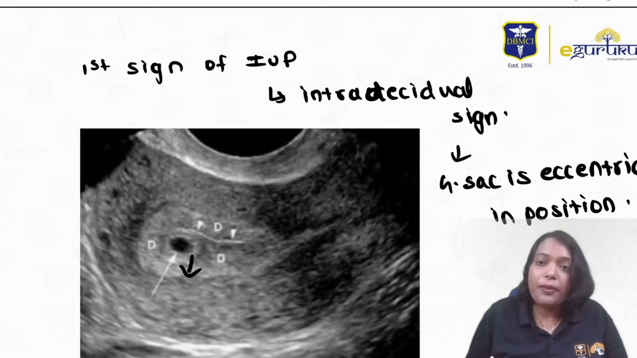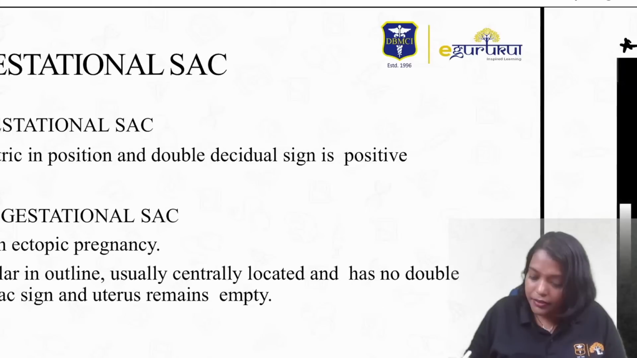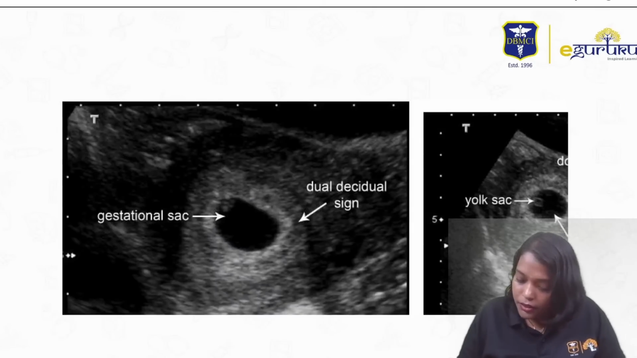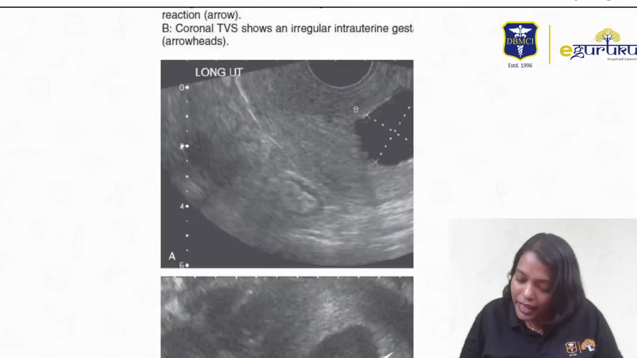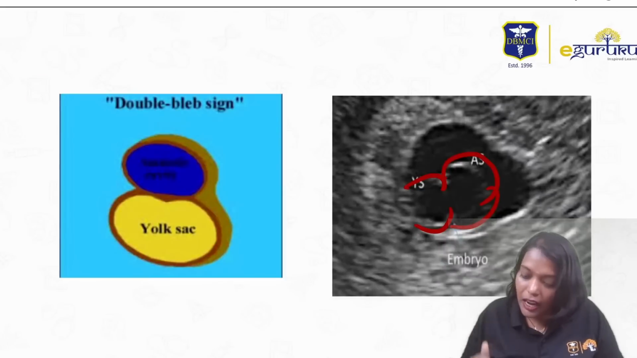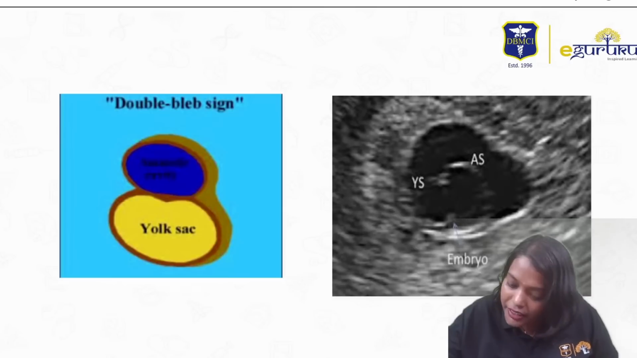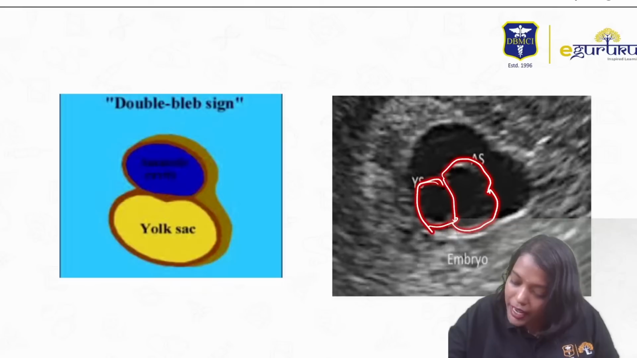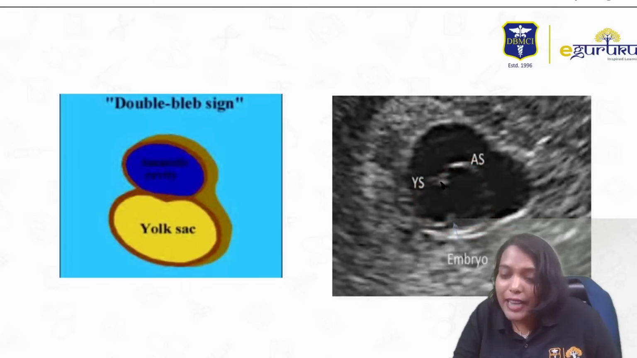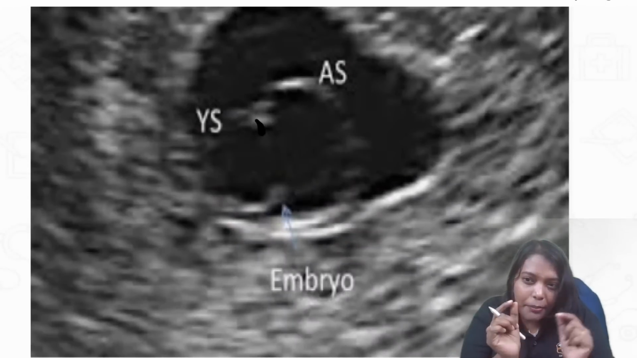One more sign I taught you, no, that also all these pictures are there already in your PDF. Don't worry at all. But I kept it in the last so that it will be easy for you to revise. So I told you one more sign, that is double bleb sign. I'll show you the double bleb sign. So this is the double bleb sign. Can you see here? There is a yolk sac and amniotic sac. These two sacs are forming two blebs. That is why we call it double bleb sign. I'll just magnify it so you can see it better. Two small bubble-type blebs.